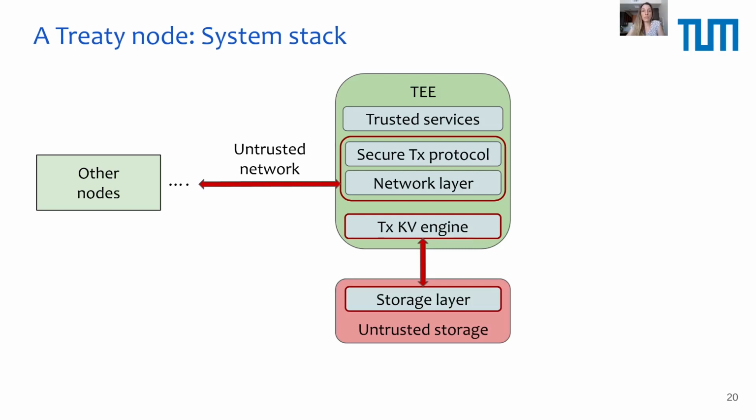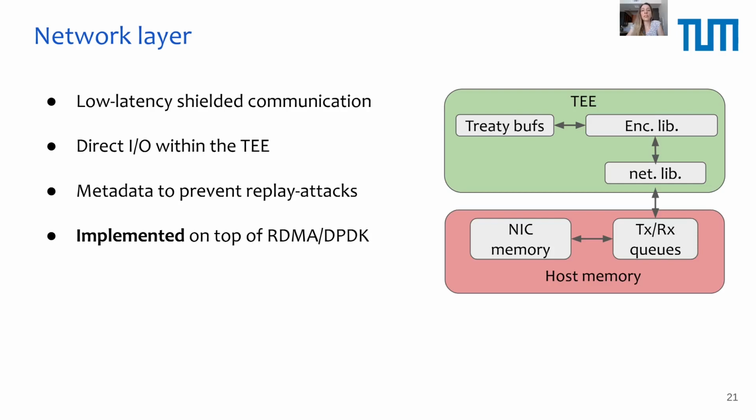In Treaty, we built a shielded network stack that offers low latency communication among the Treaty nodes. Our network stack enables the direct I/O mechanism within the trusted execution environments. Note that direct I/O is especially favorable in the context of trusted execution environments because that way we avoid the system call execution, which is especially costly for TEEs. Treaty buffers pass through an encryption-decryption layer, and our network library copies them to the transmission queues in the host memory, which are mapped to the network card's memory.